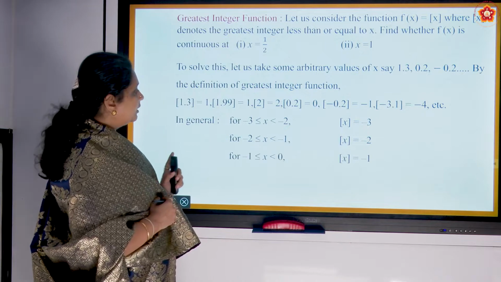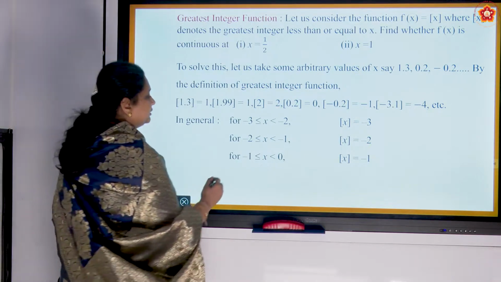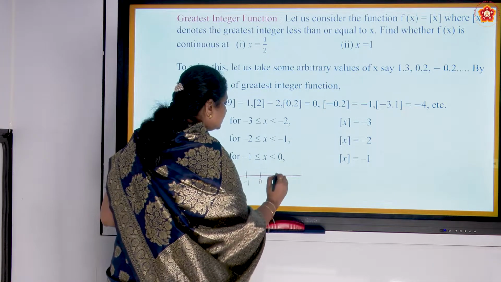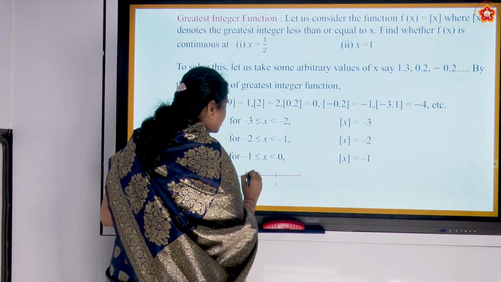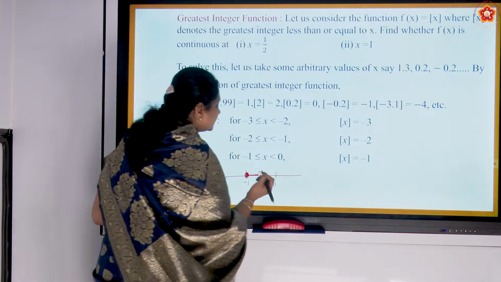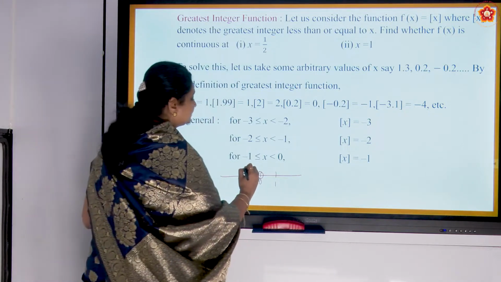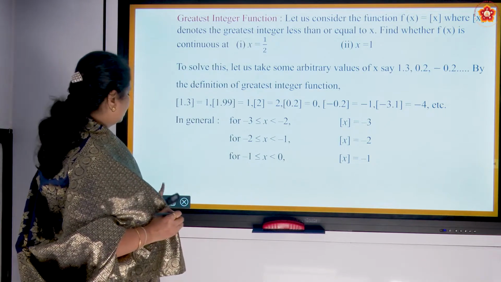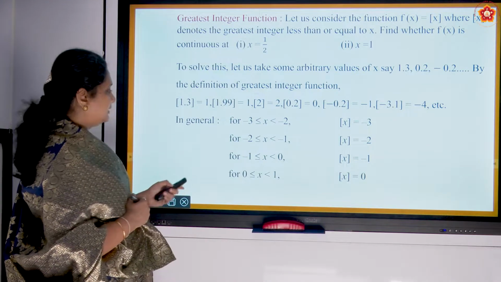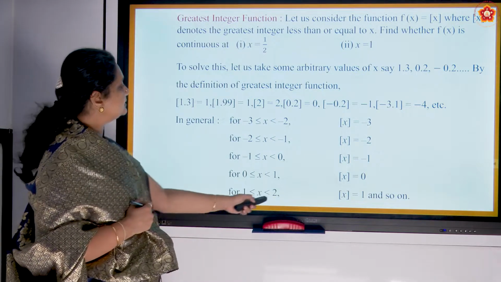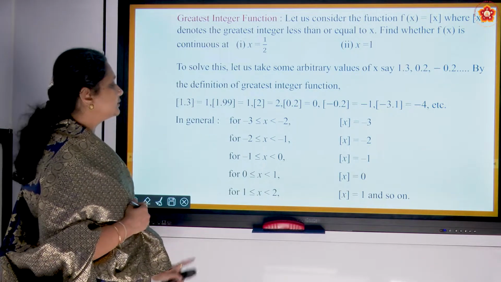Let's move on. Between this interval, let's have a look again. Put the number line. This is 0, this is minus 1, this is 1. So, minus 1 is included. This is 0, not included. In between, everything is included. So, what is the integer value that it can take? Greatest integer value is minus 1. And in this interval, of course, it is 0. And in this interval, of course, it is 1, and so on.